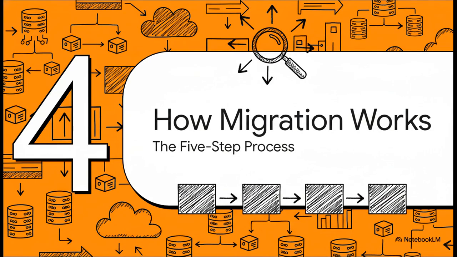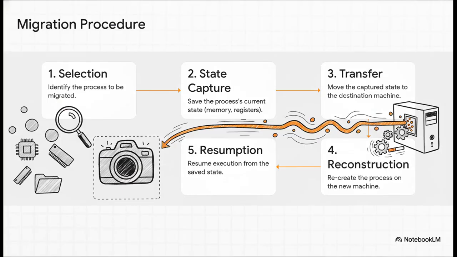Okay, so we've covered the why. Now for the how. How does this whole migration thing actually happen? Let's walk through the 5-step procedure. It all starts with selecting the right process to move. Then, the system takes a complete snapshot of its current state, and I mean everything. What's in its memory, the data in its CPU registers, which is kind of like the processor's short-term memory. This entire snapshot is then packed up and sent over to the new machine. That machine uses the snapshot to perfectly recreate the process. And finally, the process is resumed, picking up exactly where it was paused.